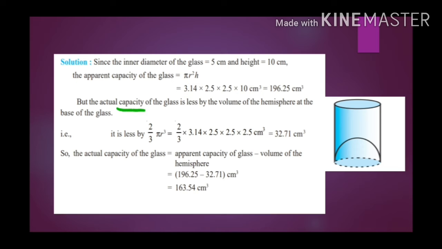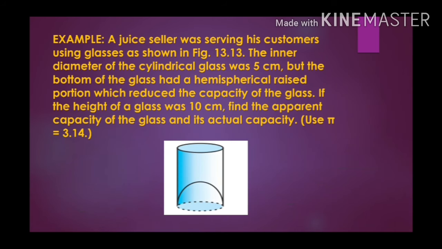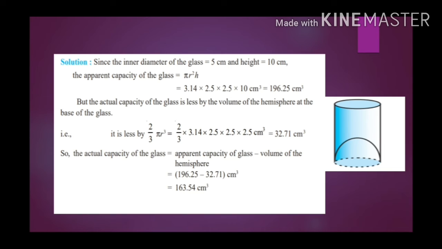But the actual capacity of the glass is less by the volume of the hemisphere at the base of the glass, because the juice seller cut this hemisphere in the bottom portion. So the reduced capacity will be the capacity of the hemisphere.